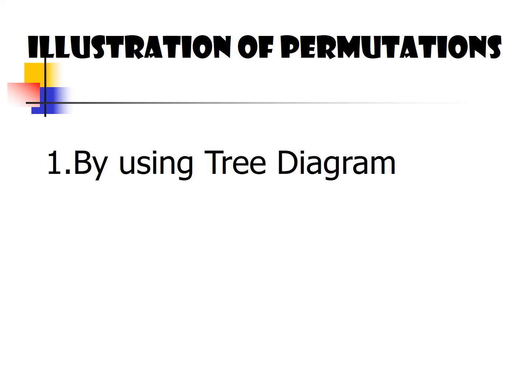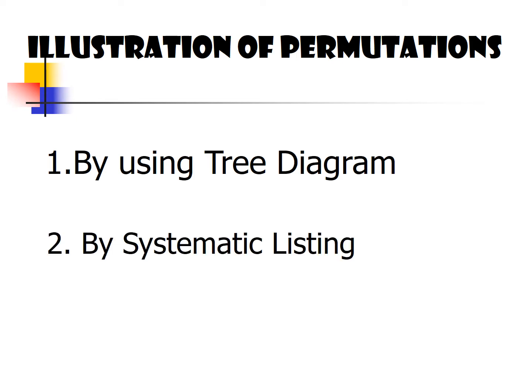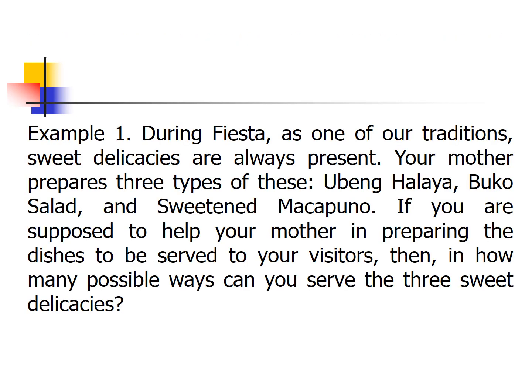So, for the illustration of permutations, there are three. First, by using tree diagram. Second, by systematic listing. And third, by table. Let's have the first example.